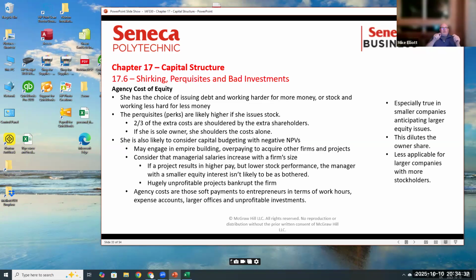Because who decides on perks? Who decides on perquisites? Owners of the company or bondholders? It's owners of the company. If she's the sole owner of the company, she gets everything, right? If she has issued debt and now only owns 1/3 of the company, 2/3 of all the costs she incurs are shouldered by someone else. If she's the sole owner of the company, they're all her costs.